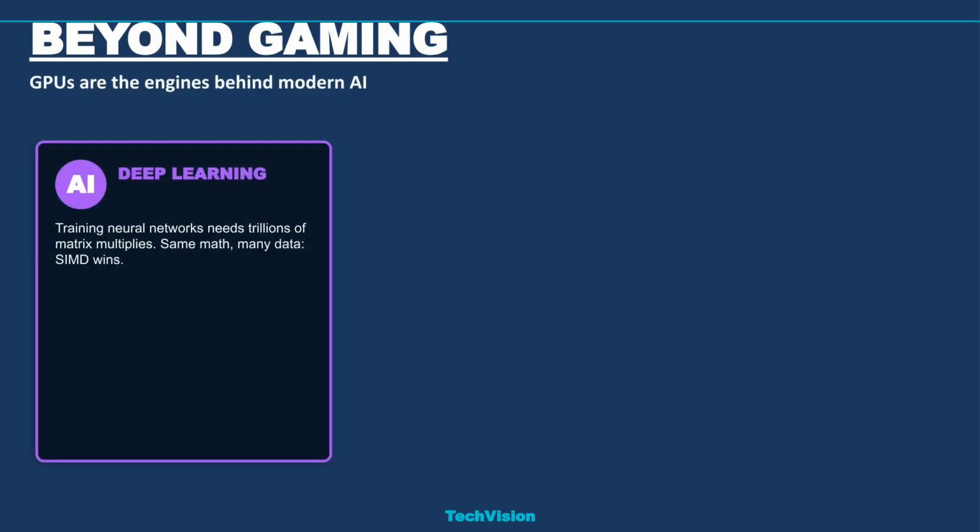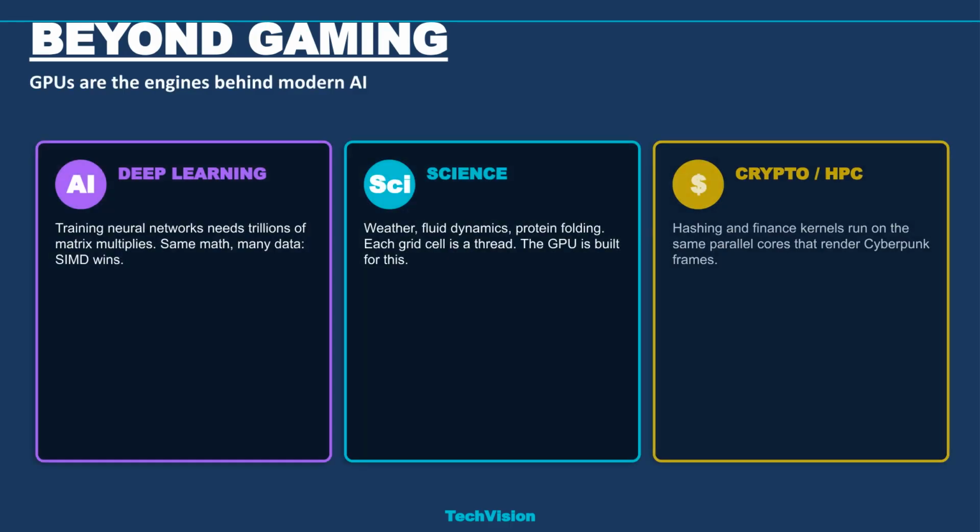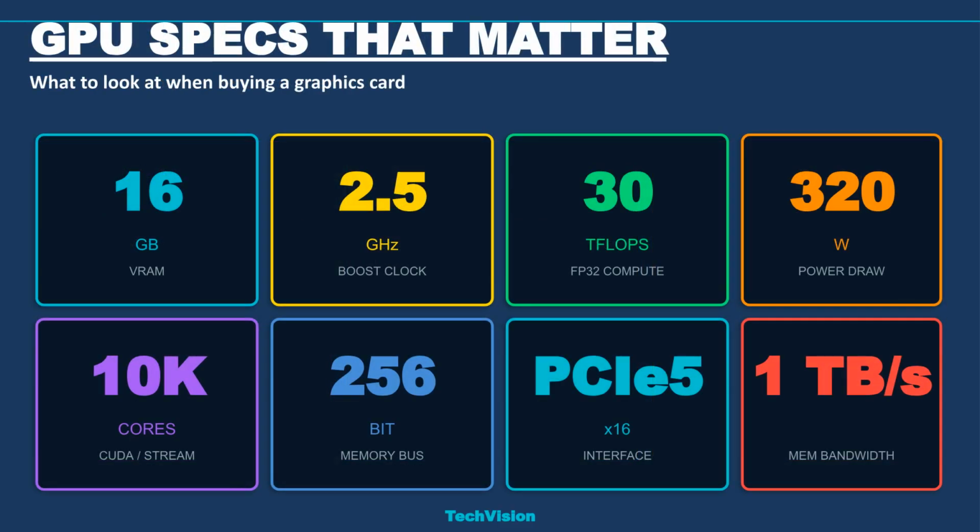Beyond gaming, GPUs are the engines behind modern AI, science, and high-performance computing. Their parallel architecture makes them ideal for tasks like deep learning, fluid dynamics, and cryptographic hashing. Key GPU specifications include VRAM size, boost clock speed, FP32 compute TFLOPS, power draw in watts, the number of cores, memory bus width, PCIe interface version, and memory bandwidth in terabytes per second.